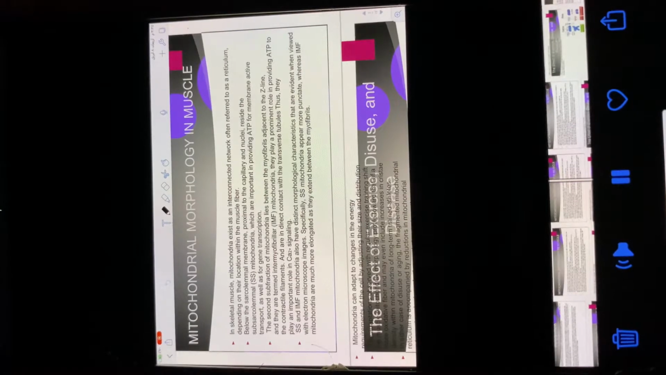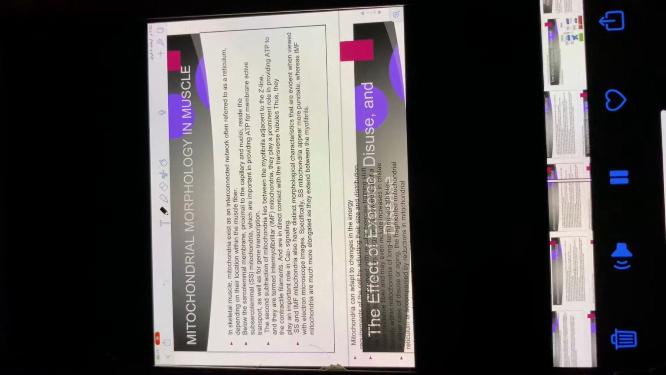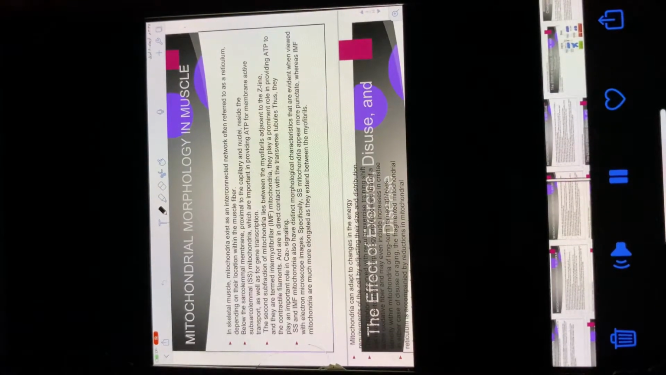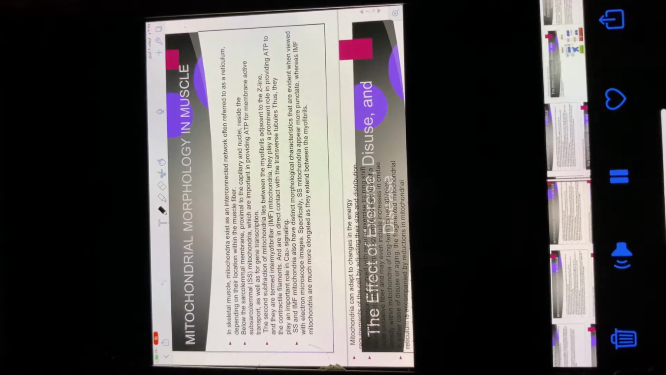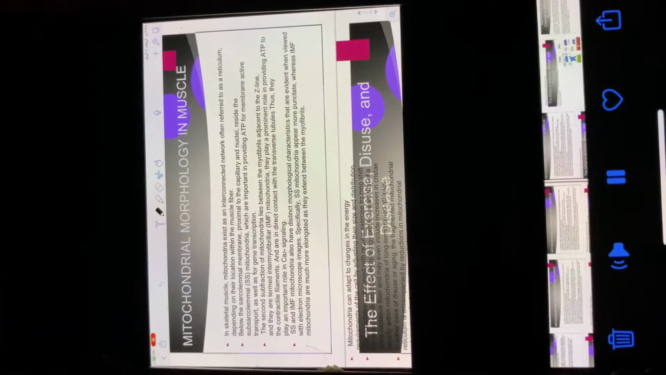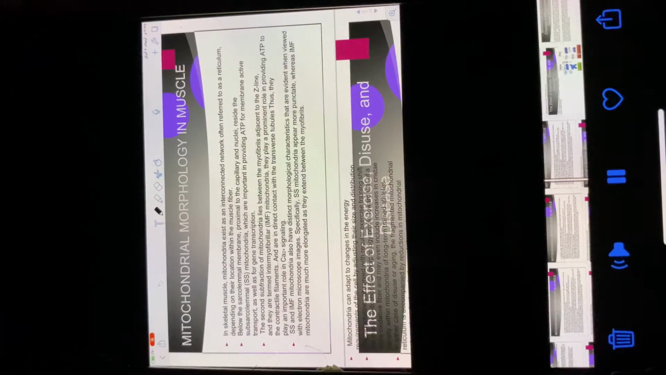SS and IMF mitochondria also have distinct morphological characteristics that are evident when viewed with electron microscope images. Specifically, SS mitochondria appear more connected, whereas IMF mitochondria are much more elongated as they extend between the myofibers.